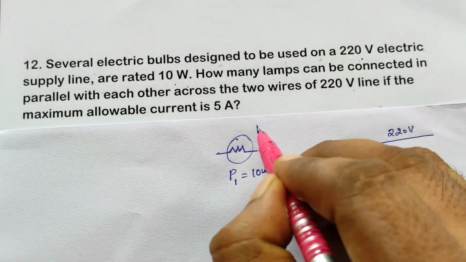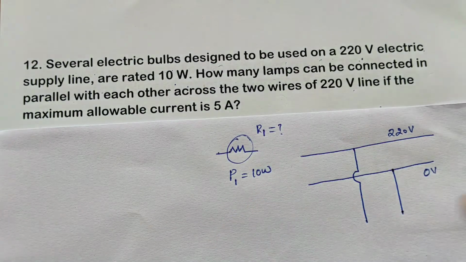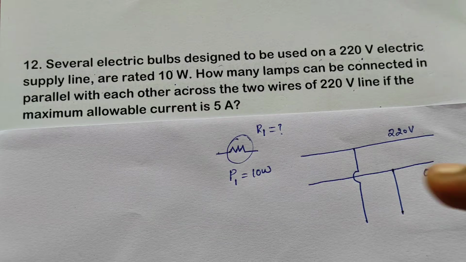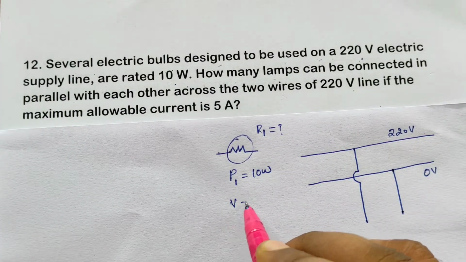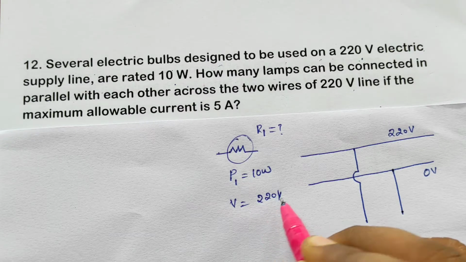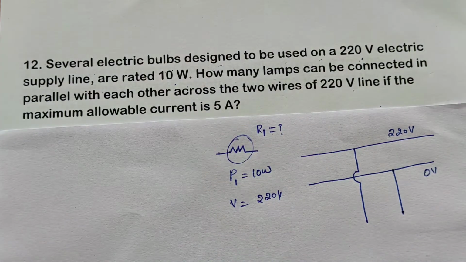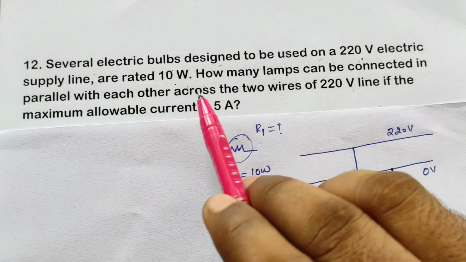And the resistance, did they give it? No, R1 they didn't give. They simply gave power. And we also know one thing, that these can operate under this voltage. So voltage also we know. V is equal to 220 volts. So for this bulb we know these things, and resistance we don't know.